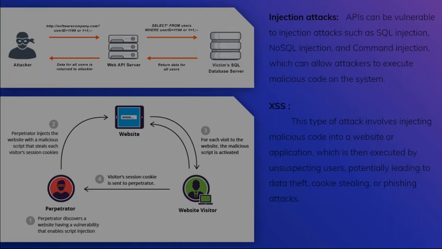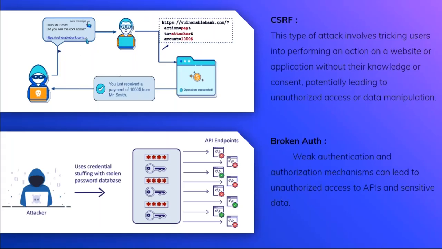Next, I will explain about CSRF. CSRF means cross-site request forgery. This is a common type of vulnerability in web applications, and also in APIs. CSRF is a type of cyber attack where an attacker tricks a user into unknowingly performing a malicious action, like transferring money from a bank account to another bank account, or stealing money.